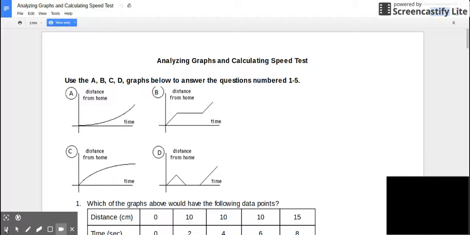Okay, I'm going to be reading the analyzing graphs and calculating speed test for you today. I'm going to read pretty quickly because if you need one repeated, all you need to do is rewind the video and you can go back to that particular question.